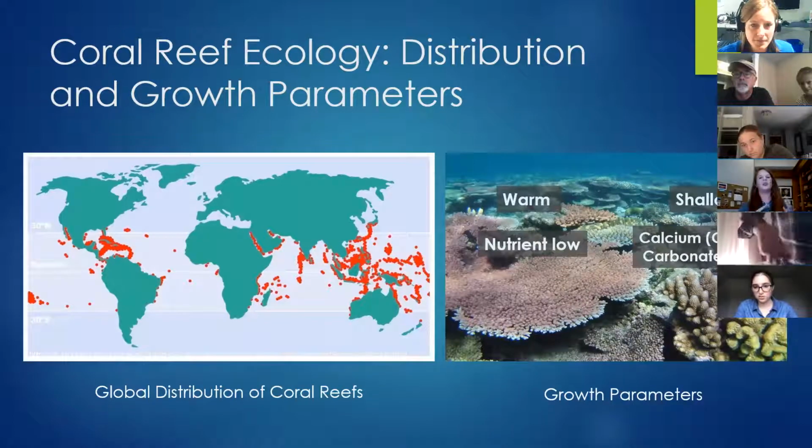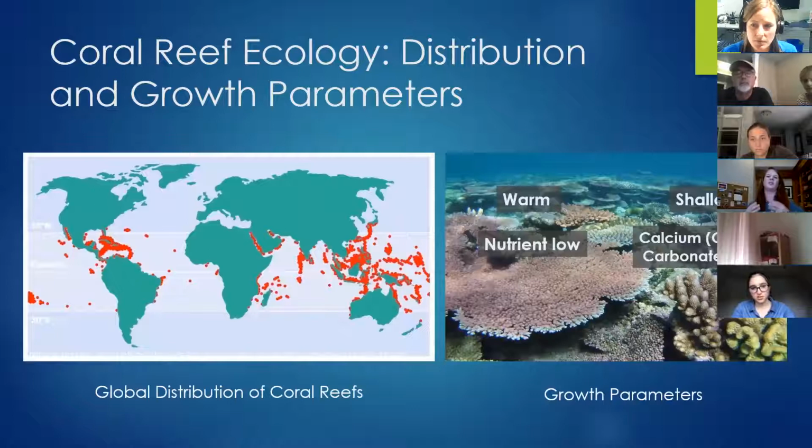They need nutrient-low waters. Nutrients are things made of nitrogen and phosphorus, and they're really good for algal growth. So algae use nutrients to grow, but on coral reefs, we want to limit that growth. We want a little bit of algal growth, but not too much, because if we get too much algae, it's actually going to outcompete coral and start to push it out of the ecosystem. So we want to make sure we have low nutrient levels.